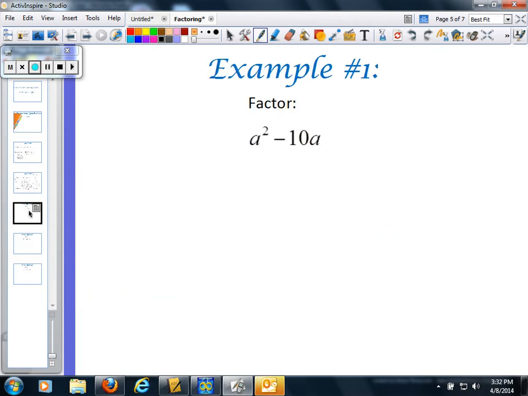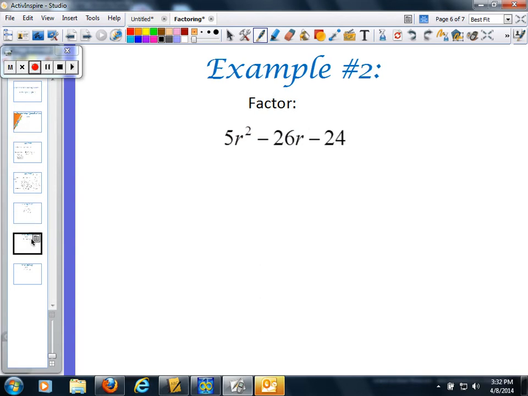So when we get to example 1, I'm telling you to factor. When I look at this, the first thing I always check for is, is there a common factor? And there is. There's an a. When I pull out an a, I'm left with a minus 10. And that's my answer. Now example 2.